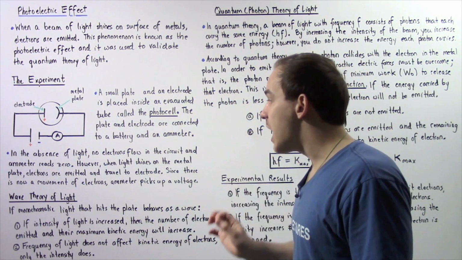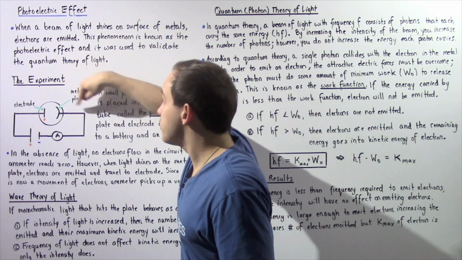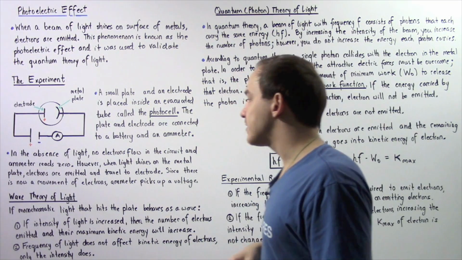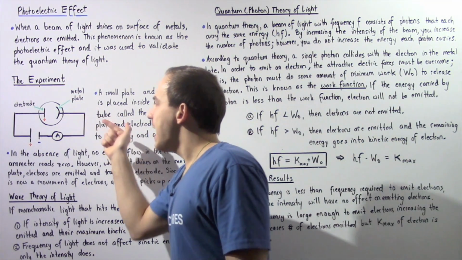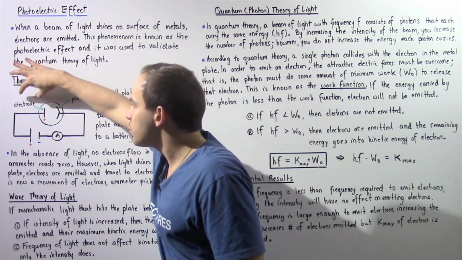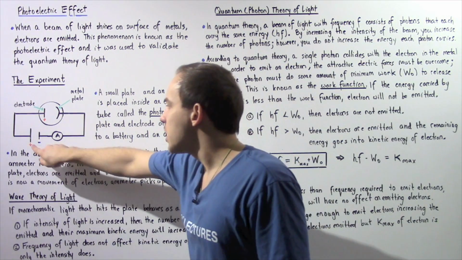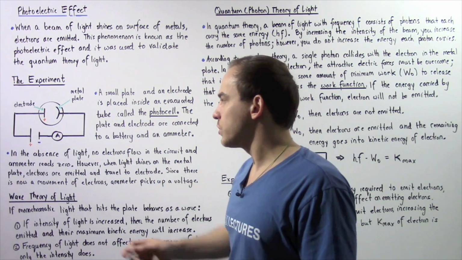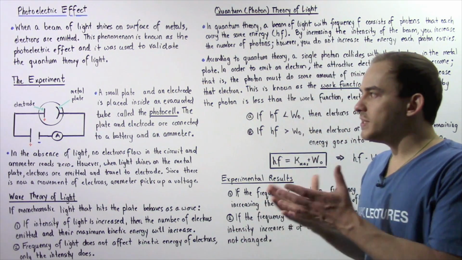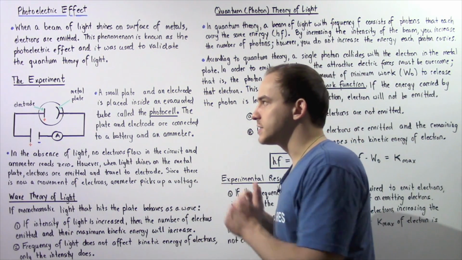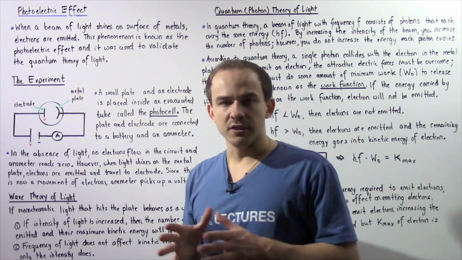However, if you shine a beam of light onto this metal plate through the glass tube, then electrons are emitted from the metal plate and they travel across to the electrode because the electrode has a positive charge as a result of this battery, and the ammeter picks up a voltage. So before we state what the results of this experiment showed, let's discuss the wave theory of light.